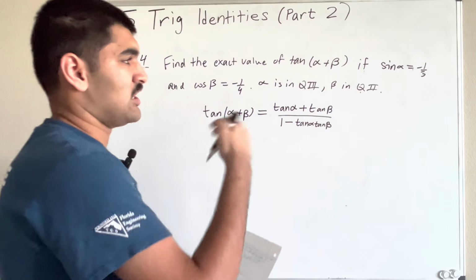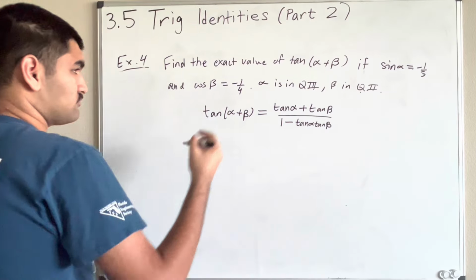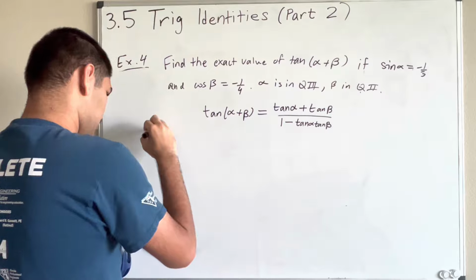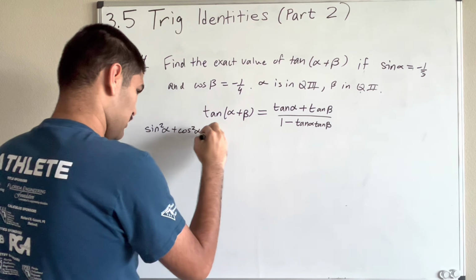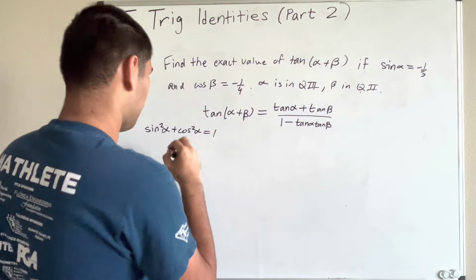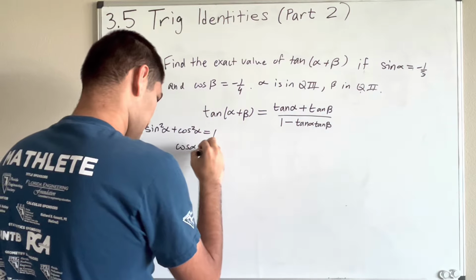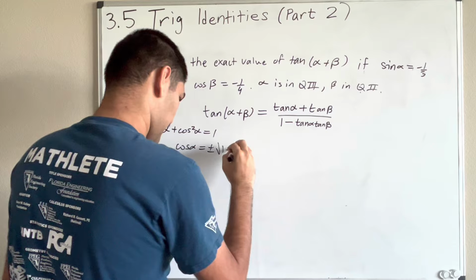So for each of these, it's pretty much the same thing again. For sine alpha, we can use our Pythagorean identity, sine squared plus cosine squared equals 1. And then we want to solve for cosine alpha. So that's plus or minus square root of 1 minus sine squared alpha.